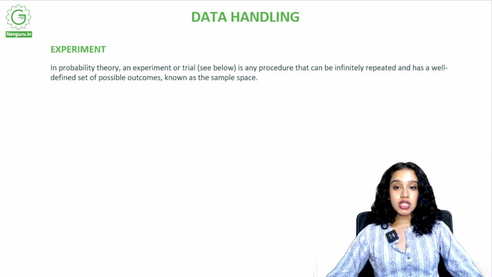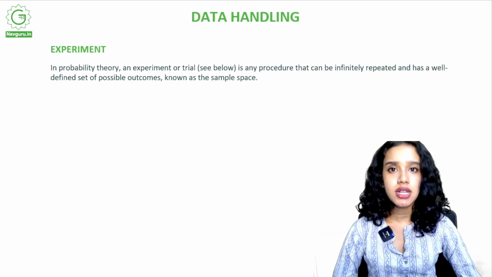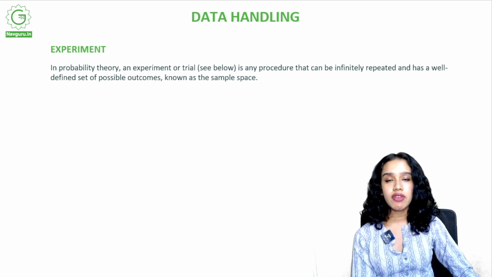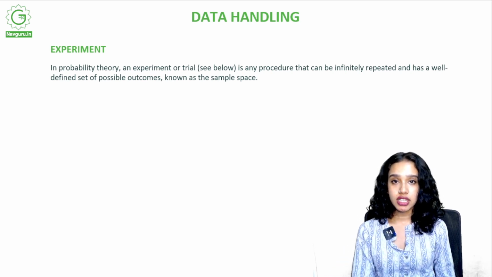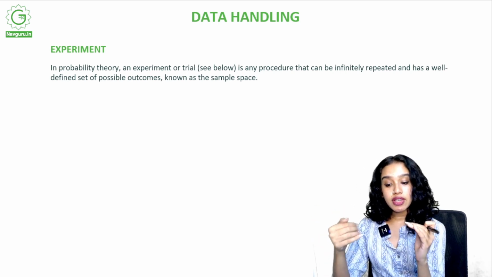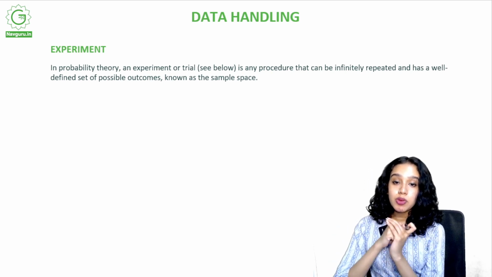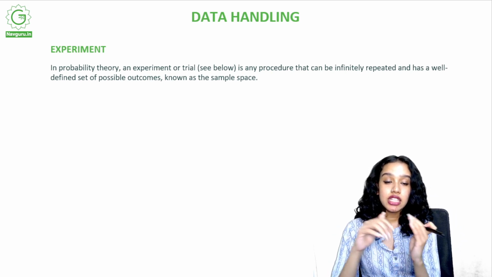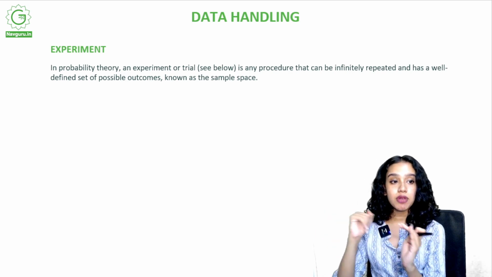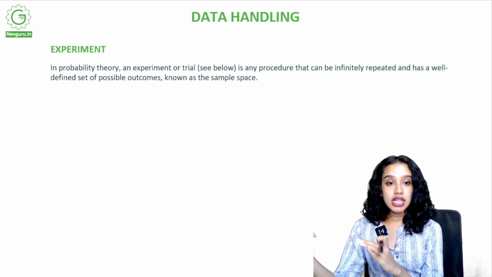Now let's move on to the next concept, which is an experiment. We have heard about experiments a lot. When we talk about science, we have a lot of things called experiments going on, right? So we actually do something without knowing the result, where we are checking what will happen. In mathematics, in probability theory, an experiment or trial is any procedure that can be infinitely repeated and has a well-defined set of possible outcomes known as the sample space.